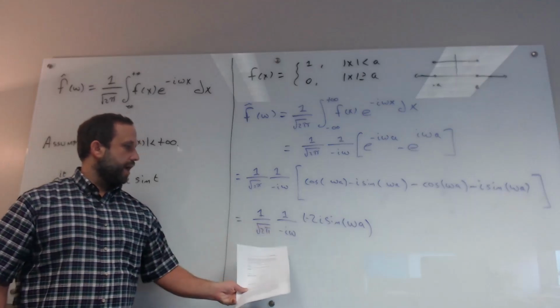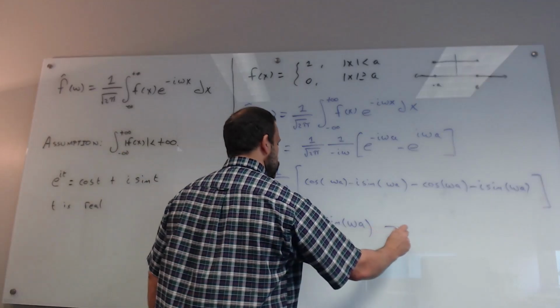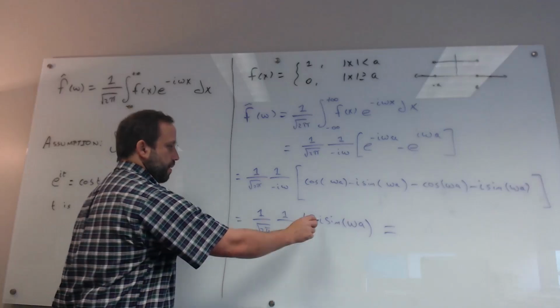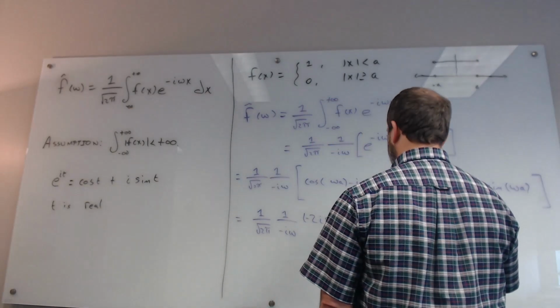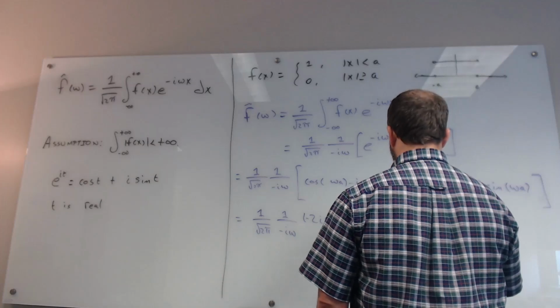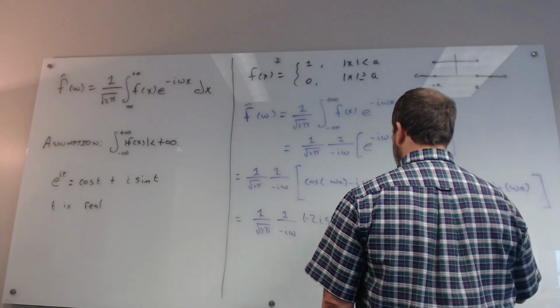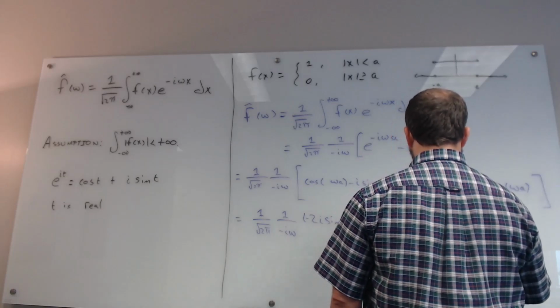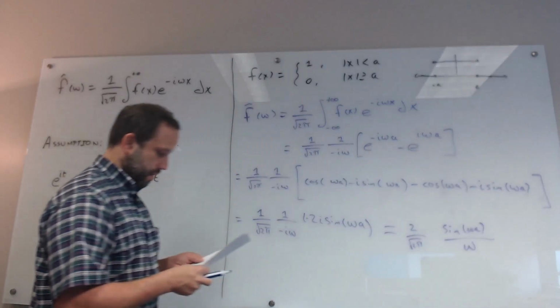The minus i's and the i's cancel. So the i and the minus signs cancel. And so what we have is 2 over the square root of 2 pi times sine of omega a over omega.